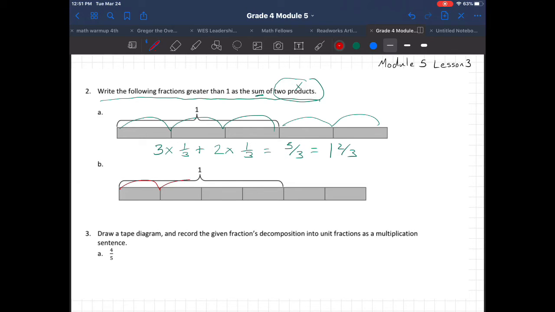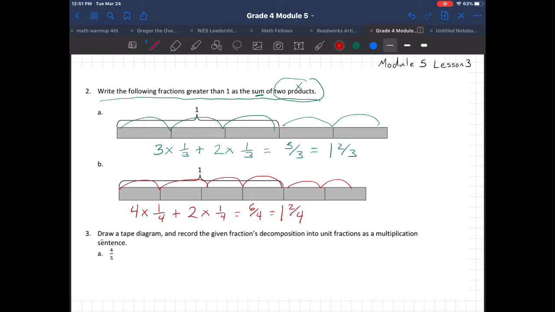Next one down, we've got 1, 2, 3 fourths. 4 fourths makes 1. So I've got 4 times 1/4 plus 1, 2 more fourths, which totals 6 fourths, which is equal to 1 and 2 fourths.